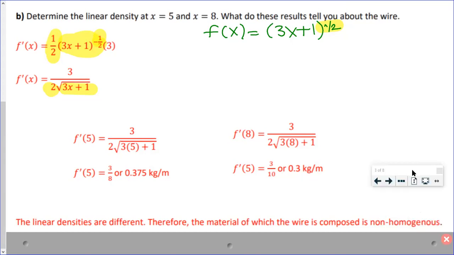Okay, so the average linear density is a bit different from the slope of the derivative, or the slope of the tangent line, because that's an exact value. So because these linear densities are different, the material of which the wire is composed is non-homogeneous. So this is something, remember, these interpretations are something we would do in a regular calculus course. In this compressed version of calculus, we are just going to be focusing on the equations and the calculations.